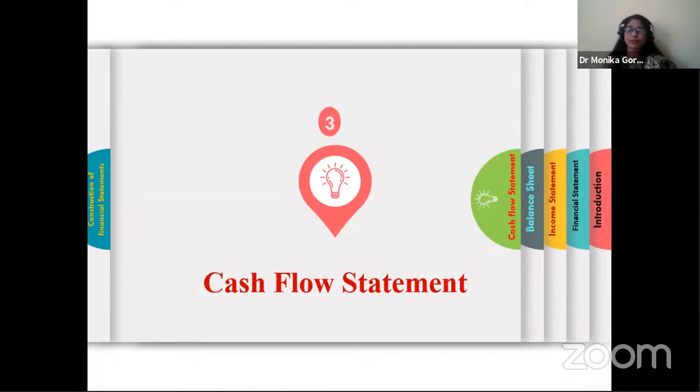Whereas the income statement records each and every transaction. The difference between the income statement and the cash flow statement is that the income statement will record all the transactions, but the cash flow statement records only cash transactions. When actual money is realized, actual money is received, only at that time will that particular amount get reflected in the cash flow statement.